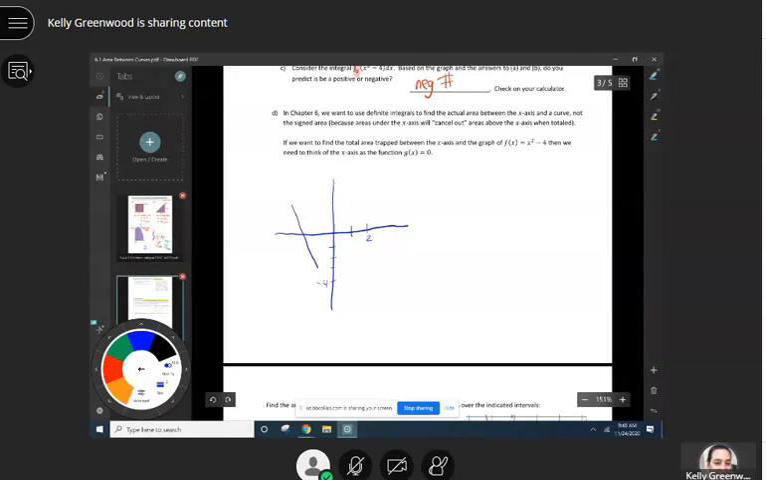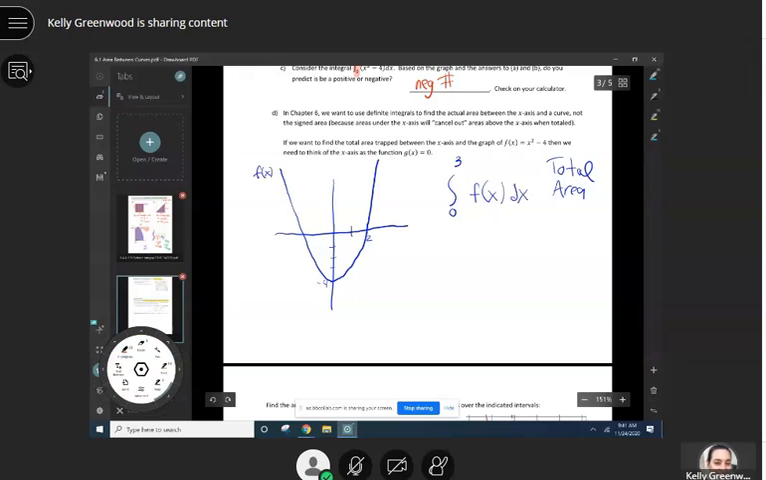Okay, so if I wanted to find the integral from 0 to 3 of that function, and I want to find the total area, we're going to think about the x-axis being its own function, which it is. What's the function of a horizontal line with a y-intercept of 0? That would just be g of x equals 0.